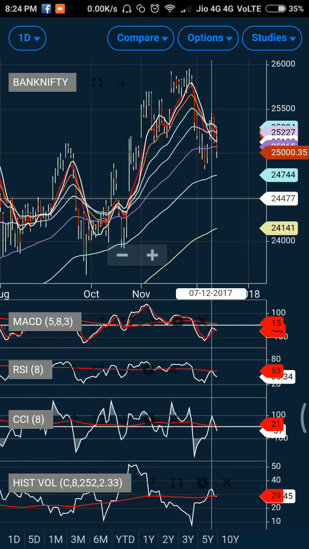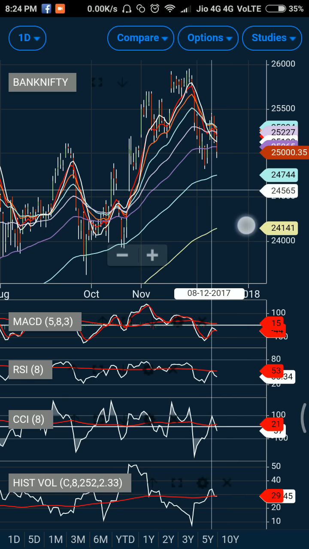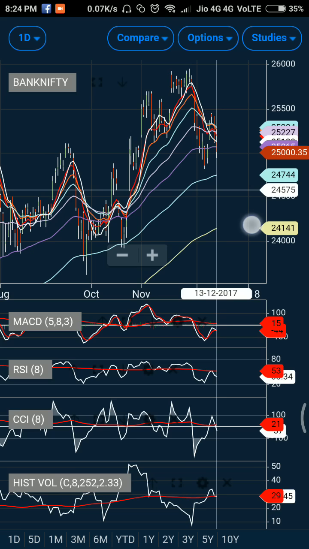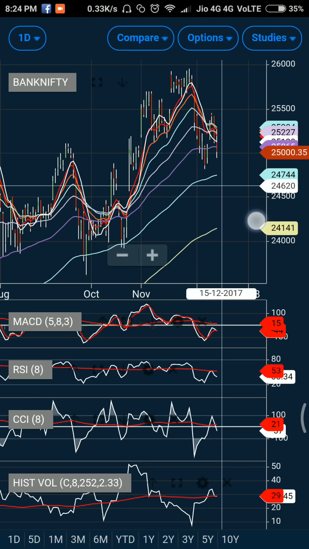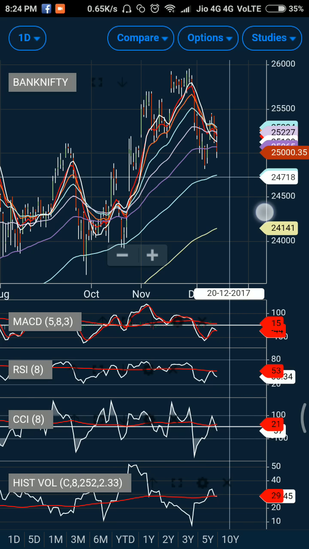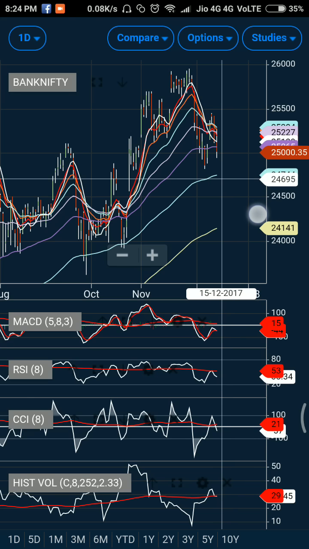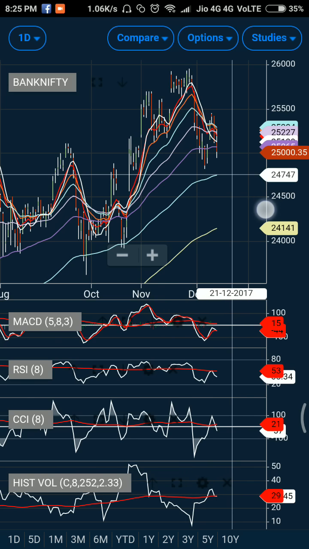So let us see. What we can see here is the MACD is now trading below its exponential average in the negative zone, forming a bearish crossover. So negative MACD in the negative zone and a bearish crossover. I think if it happens, we can definitely see a good down move. RSI is already facing resistance and going down. CCI has already broken its exponential average, and volatility is taking support, and if it increases, we can definitely see a good move on the downside, taking the Bank Nifty to 24,744. So these are the levels you should keep in mind.